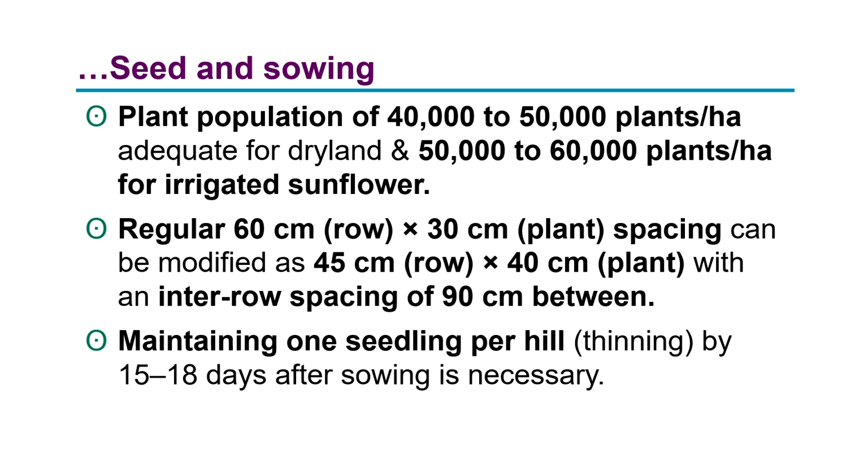So, seed and sowing continues. Plant population of 40,000 to 50,000 plants per hectare is adequate for dry land, and 50,000 to 60,000 plants for irrigated conditions. Regular spacing is 60 centimeter by 30 centimeter. However, spacing can be modified to 45 by 40 centimeters, and maintaining one seedling per hill is necessary in this case.